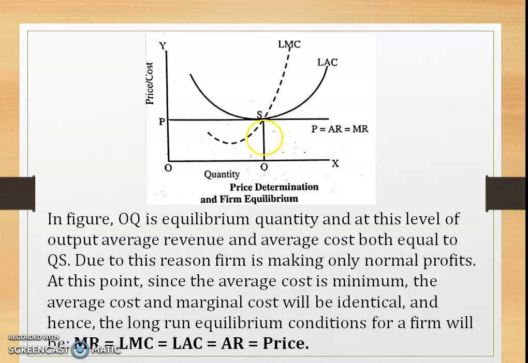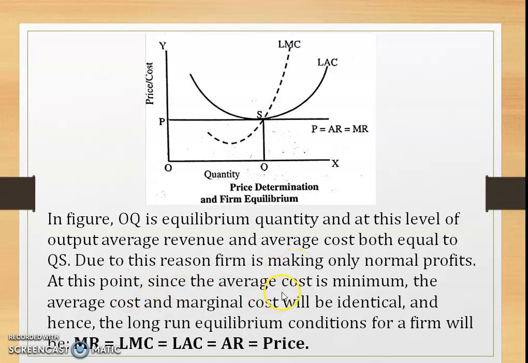So look at here in the figure, OQ is the equilibrium quantity. Okay? OQ is the equilibrium quantity and OP is the equilibrium price. At this level of output, average revenue and average cost both equal QS. Right? This is the equilibrium price. So due to this reason, the firm is making only normal profits.